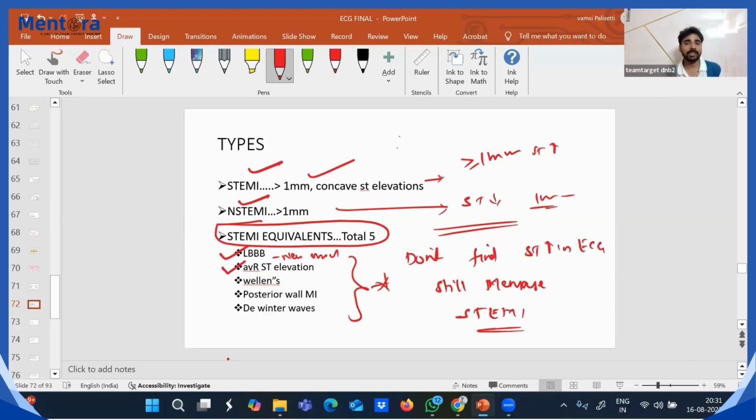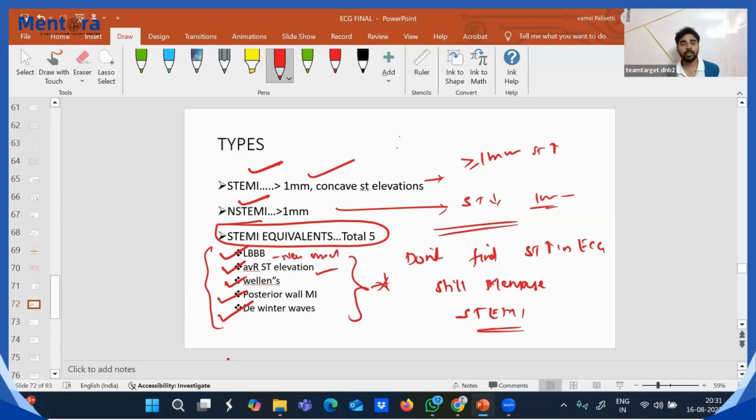Second thing is aVR ST elevation. As I discussed, aVR will always be negative in the ECG. If there is ST elevation in aVR, again you have to consider it as STEMI equivalent. Third is Wellens, I will discuss about Wellens. Fourth is posterior MI, that I will discuss. And fifth is de Winter T waves. All these five are STEMI equivalents.